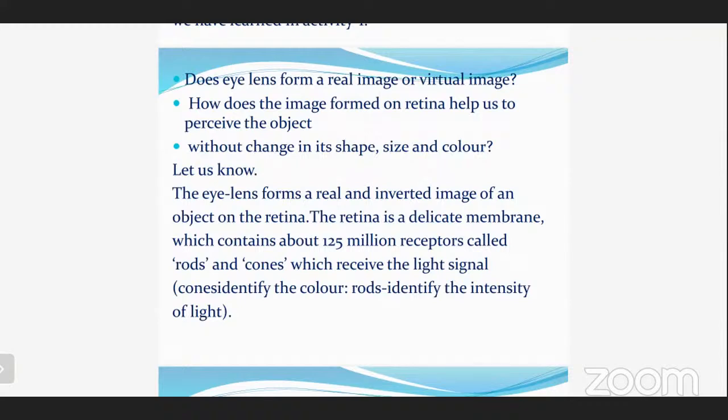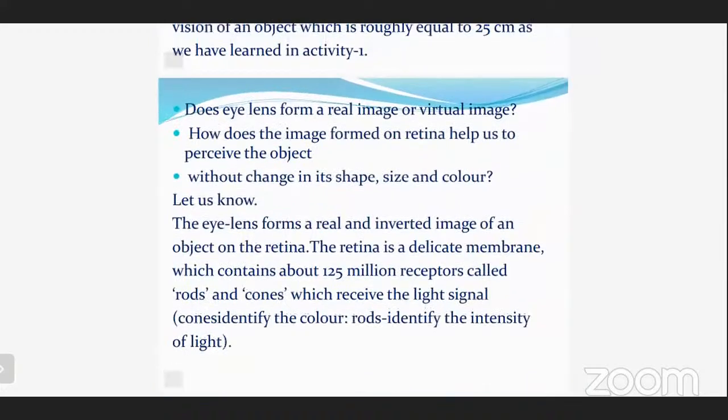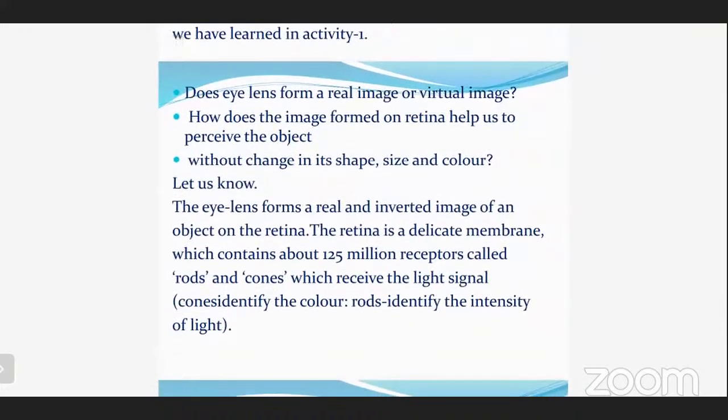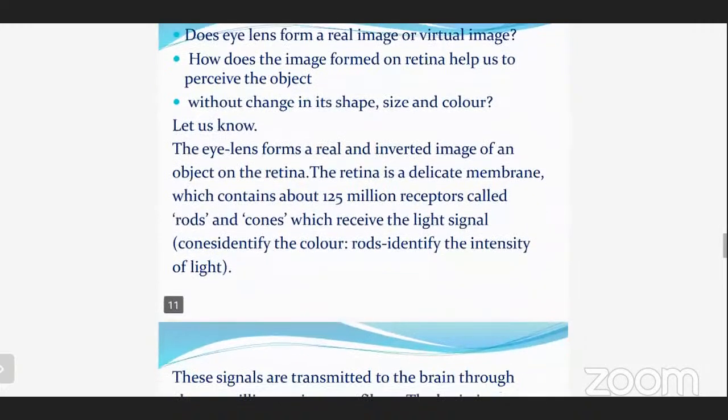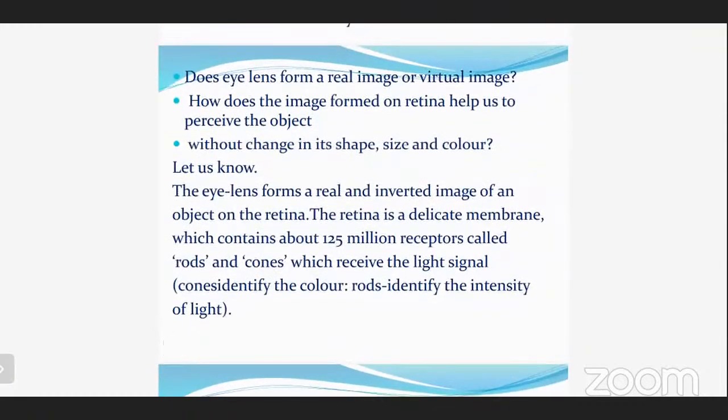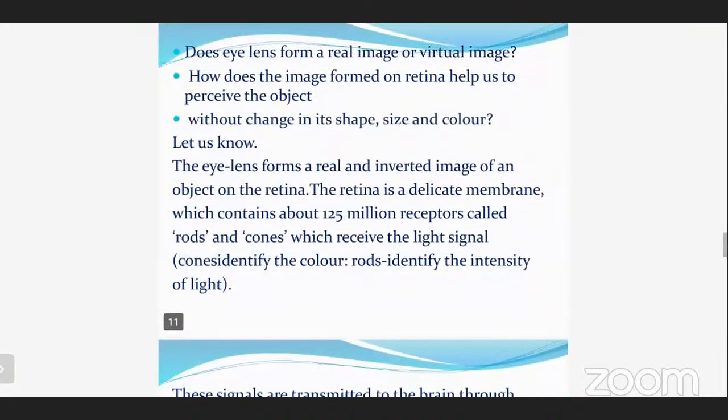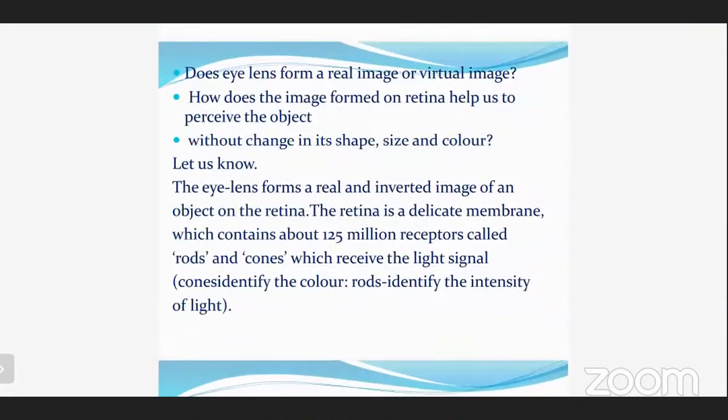Now, does our eye lens form a real image or a virtual image? We have some idea about real and virtual images from the previous chapter. So, as here, does our eye form a real image or a virtual image? And how does the image formed on the retina let us perceive the object without changing its shape and color? All these questions are raised. To answer these, we have to discuss in continuation of the previous class.